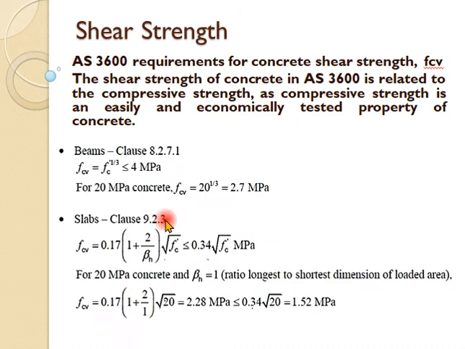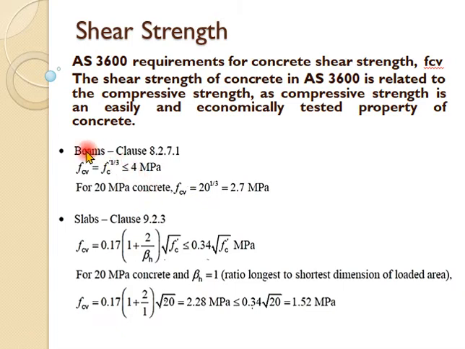The shear force can be estimated by different international standards, and one of them is the AS 3600, which is the Australian standard, which requires the concrete shear strength to be calculated or estimated according to these formulas.